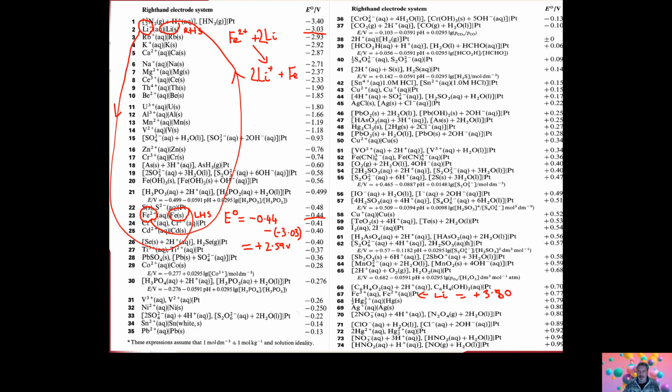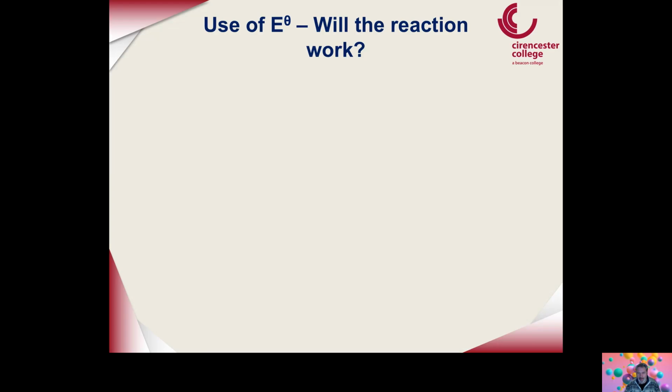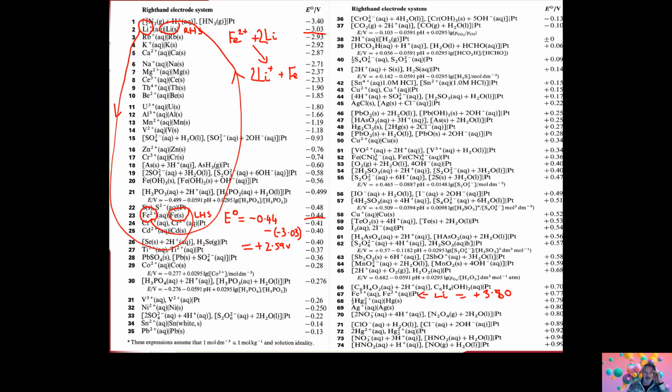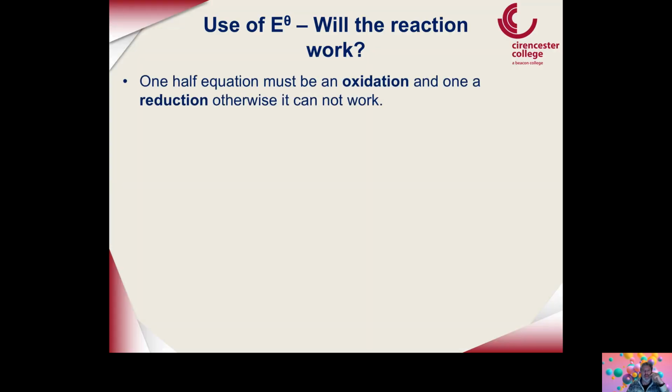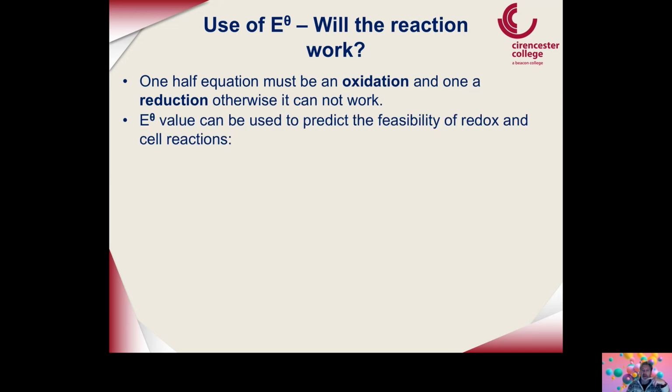So this is where electrochemistry becomes really important. Now we've got a value for this, and with the value being plus 3.8 volts or plus 2.59 volts, that's very definitely going to happen. That will definitely happen. So what we must have for E cell to work, for a reaction to work, is a half equation. One is an oxidation, one is reduction, otherwise it can't work. That's fairly obvious. And the E cell value can be used to predict the feasibility of the redox reaction.